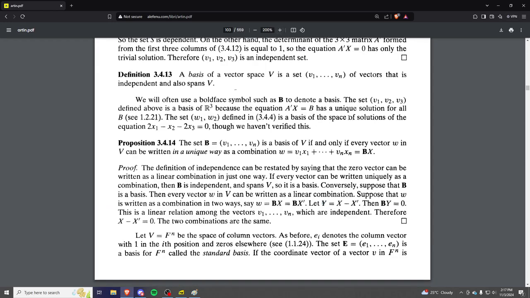Okay, this is Artin. This is the proposition that a set B is a basis for V if and only if every vector W in V can be written in a unique way. He uses a lot of vector multiplication and matrix multiplication throughout this chapter, mostly to keep explanations and proofs very concise.